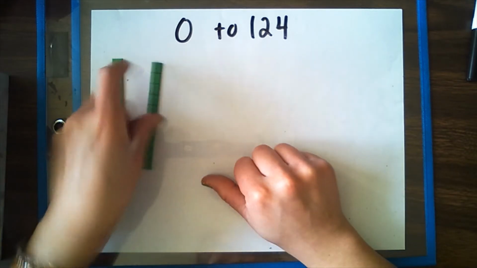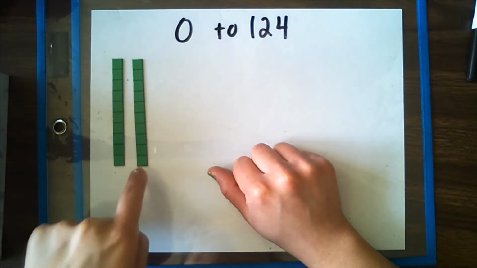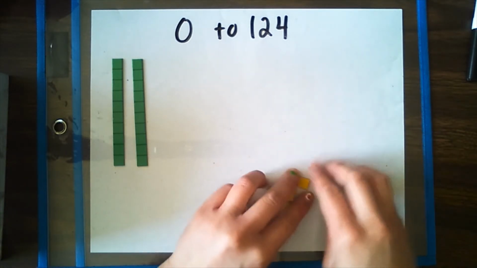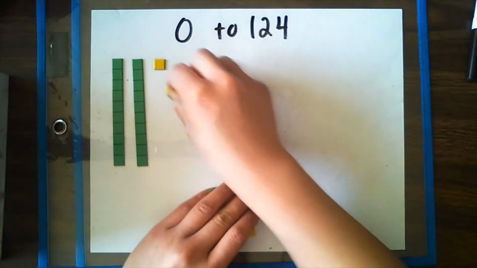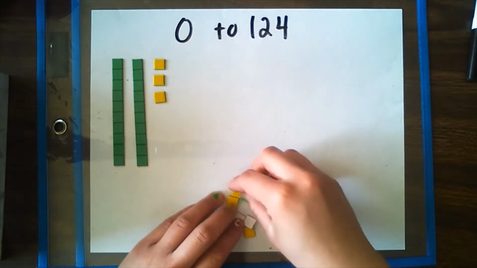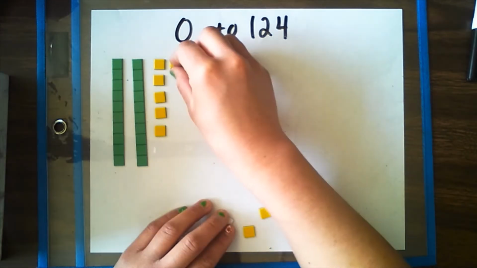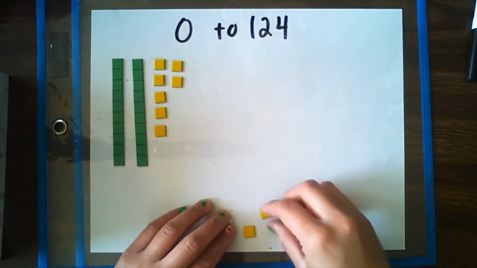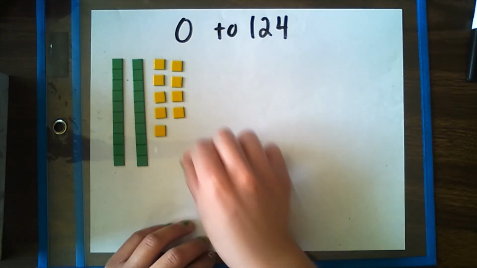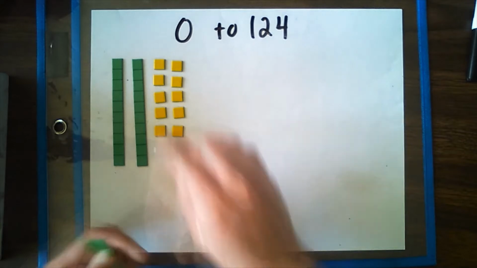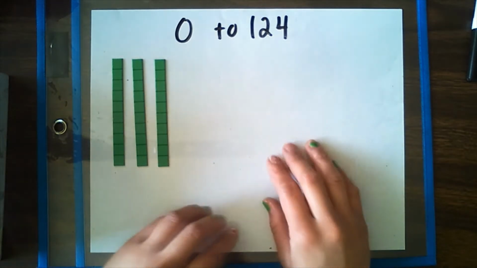So let me get rid of these guys. There we go. We have our second 10. We have our second bundle of 10 there. Let's keep going again. We're going to use these guys again to help us out. 21, 22, 23, 24, 25, 26, 27, 28, 29, 30. We have a third bundle there. Great.